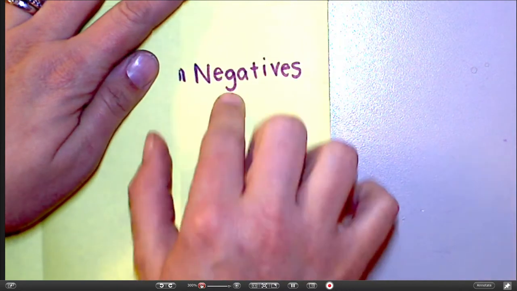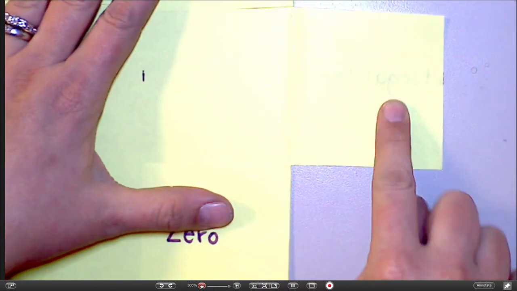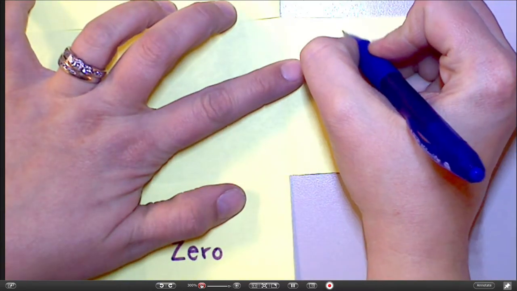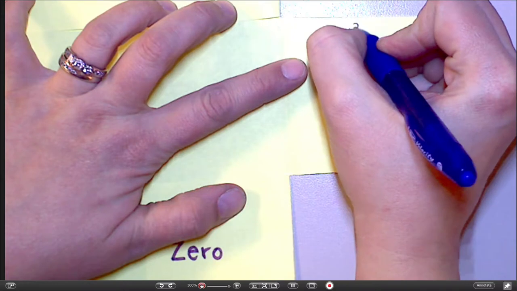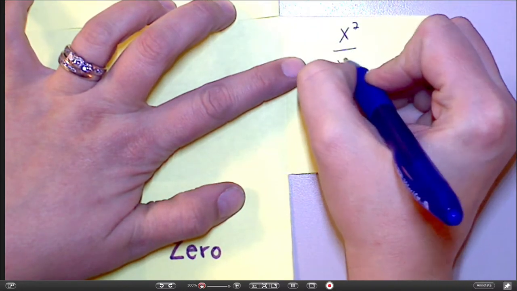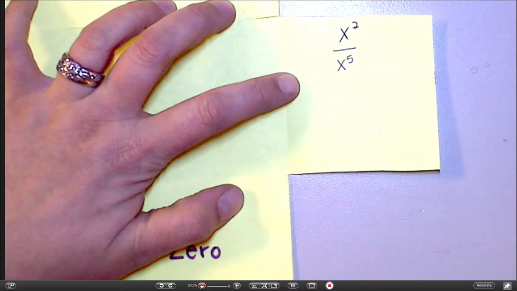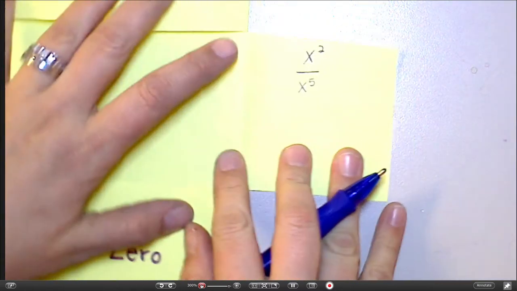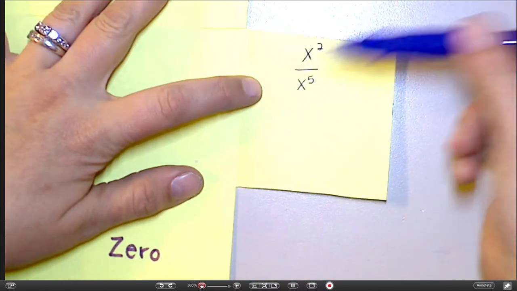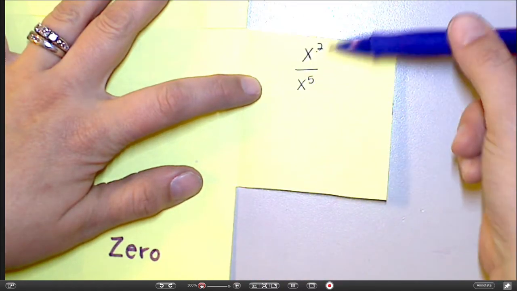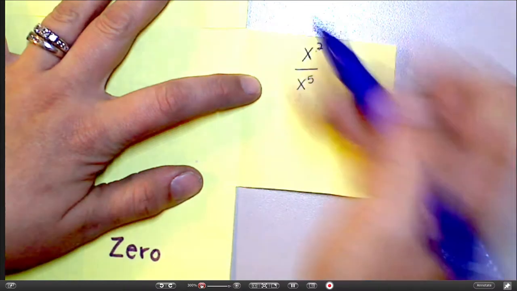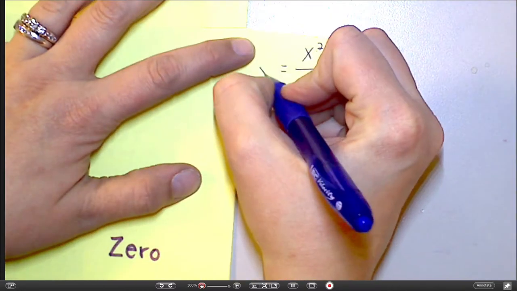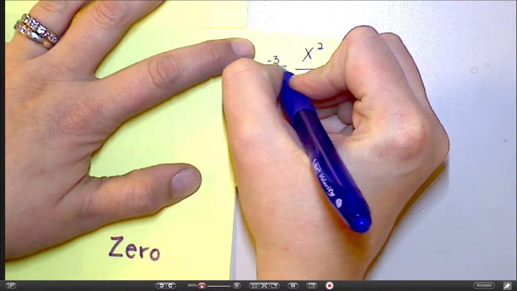So I'm opening this flap and I'm going to be writing right here on the back side of the flap. I'm actually kind of starting towards the middle here. So let's suppose I give you x squared over x to the fifth. And I want you to look at what happens with something like that. Following our rule for division, we said that when you divide powers, you really subtract the exponents. So 2 minus 5 is negative 3. This is actually equal to x to the negative 3 power.